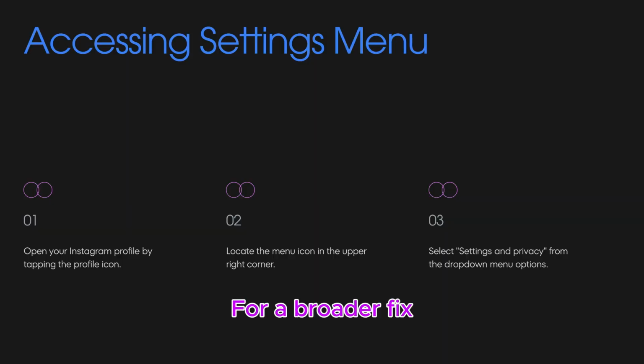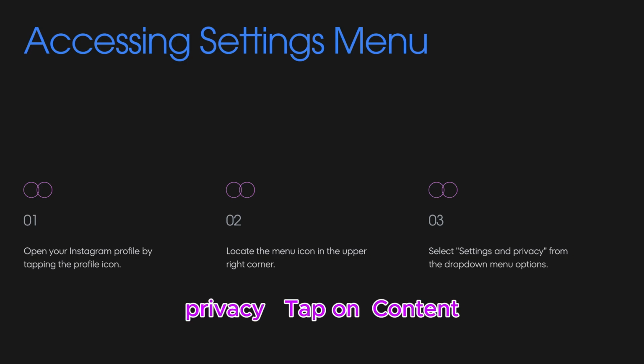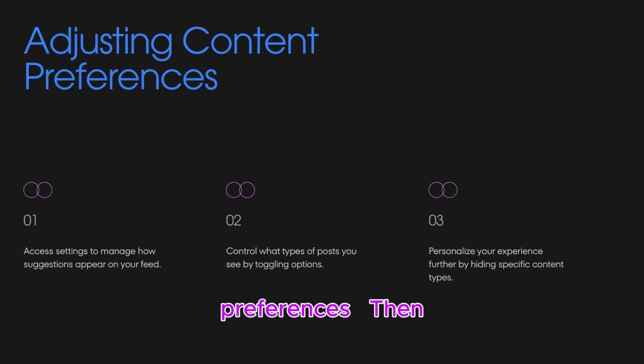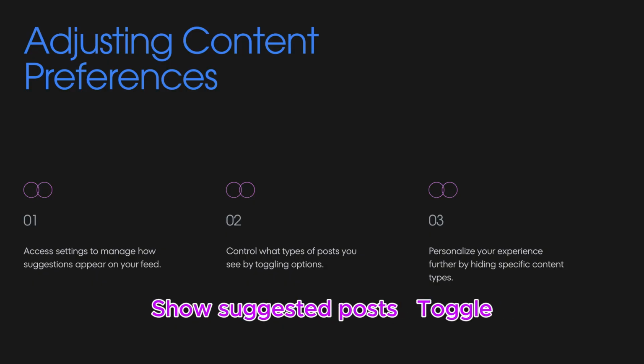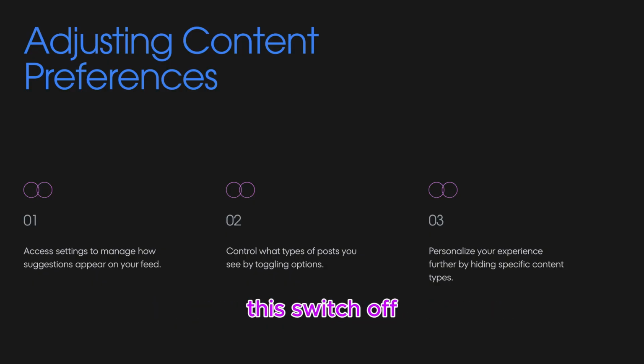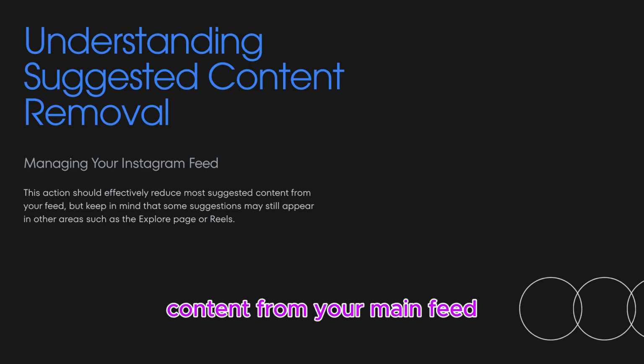For a broader fix, go to your profile and tap the menu icon. Select Settings and Privacy, tap on Content Preferences, then tap on Suggested Content. Here you will find the option Show Suggested Posts. Toggle this switch off. This action should remove most suggested content from your main feed.